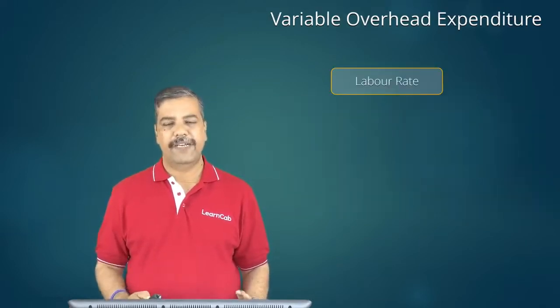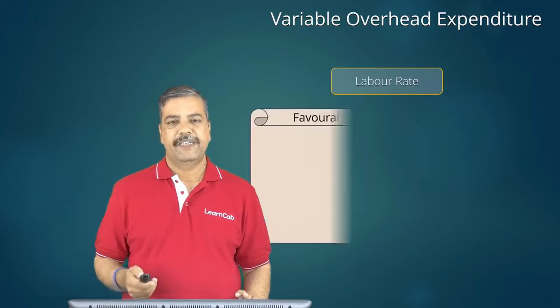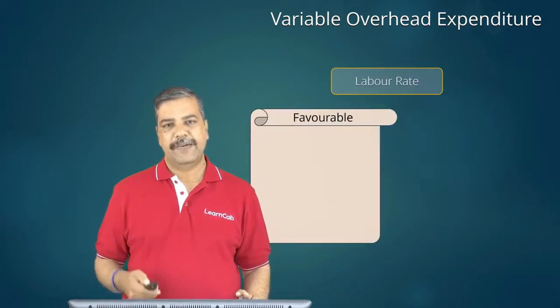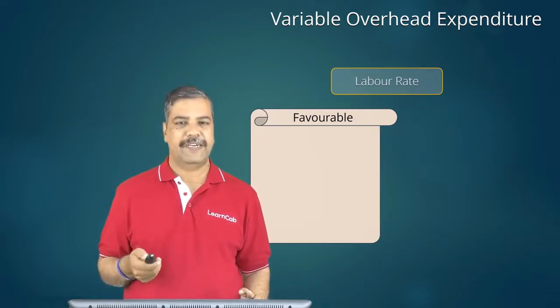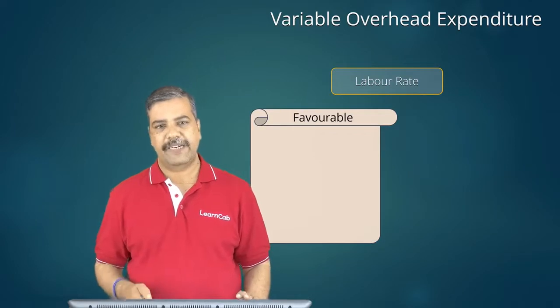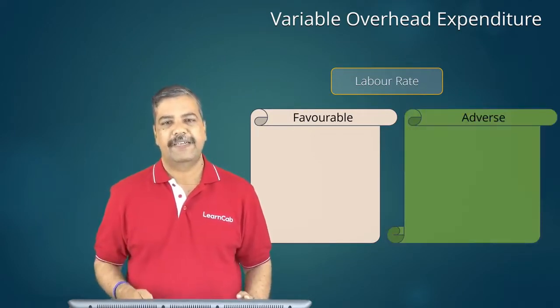Then overhead, variable overhead expenditure. So what is the labor rate? Sorry, it should not be labor rate here. It should be overhead rates here. Expenditure or variable expenditure rate. Sorry, the slide is wrong. I'll correct the slide. Okay, I'll change this slide.